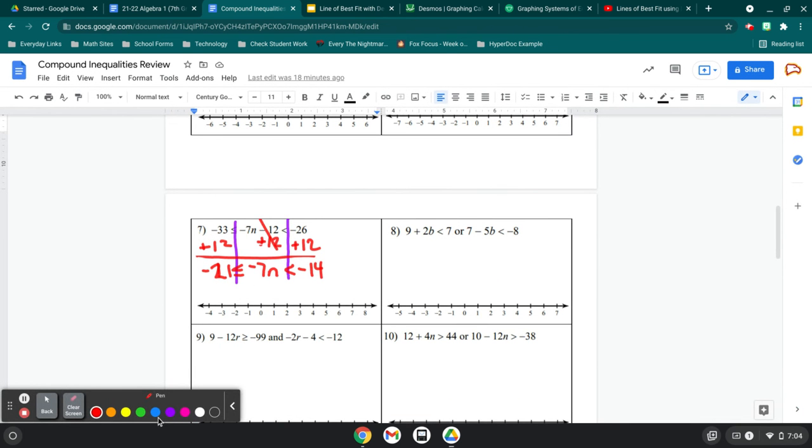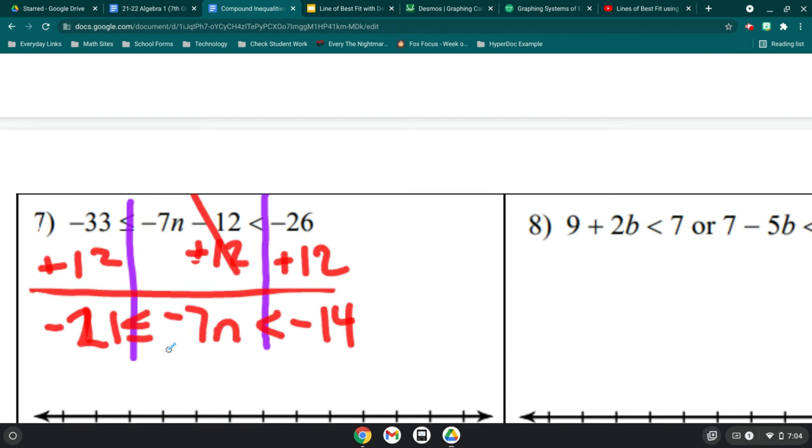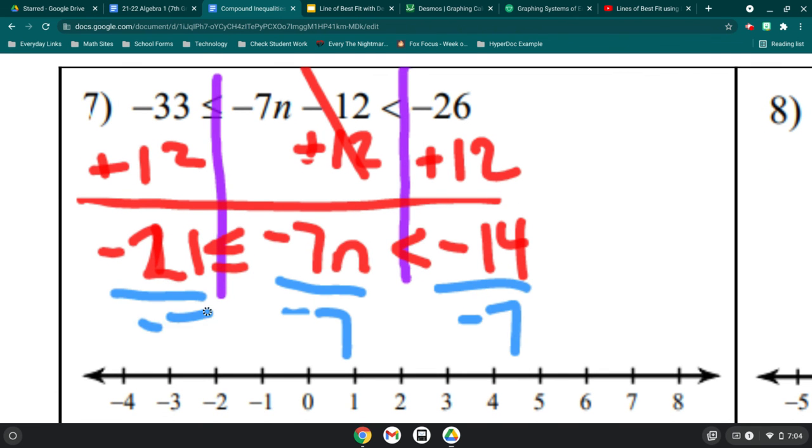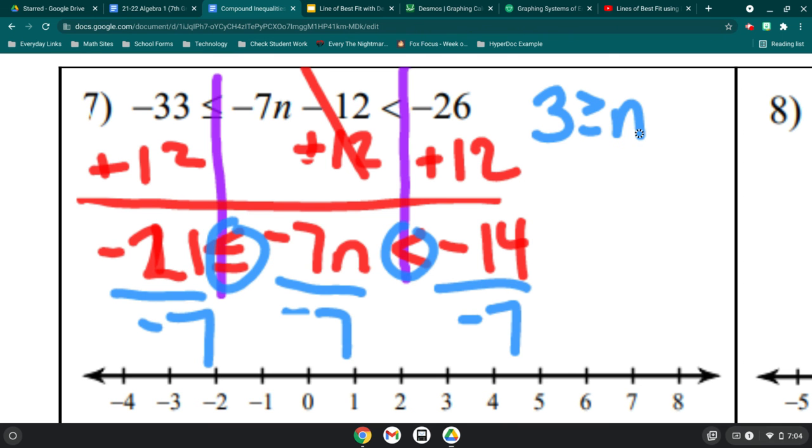And then let's change the color one more time to show the last step. To get n by itself, we're going to have to divide by negative 7. Well, since we're dividing by a negative, we're going to have to flip the inequality. But here, we're going to be flipping two of them. So we're going to end up with 3 is greater than or equal to n, which is greater than 2. And that's going to be what we're graphing.